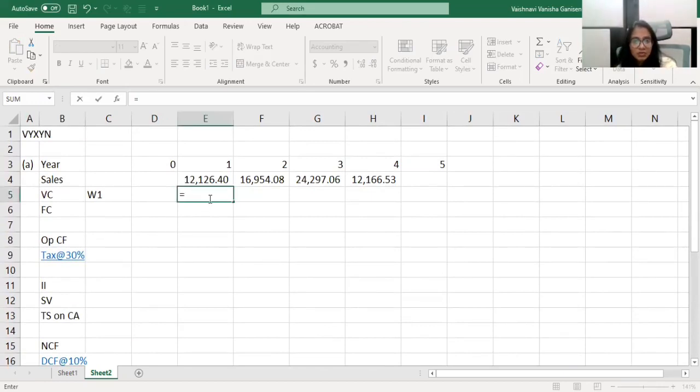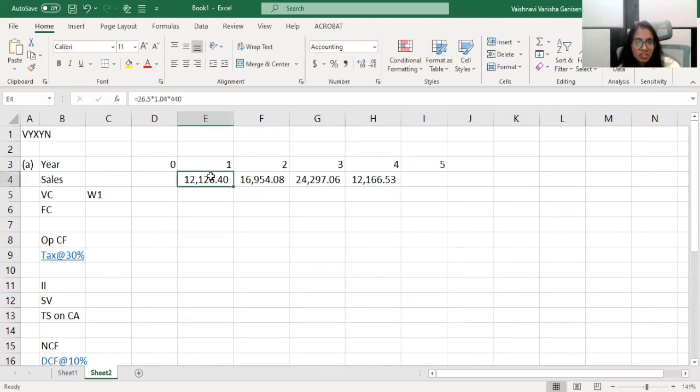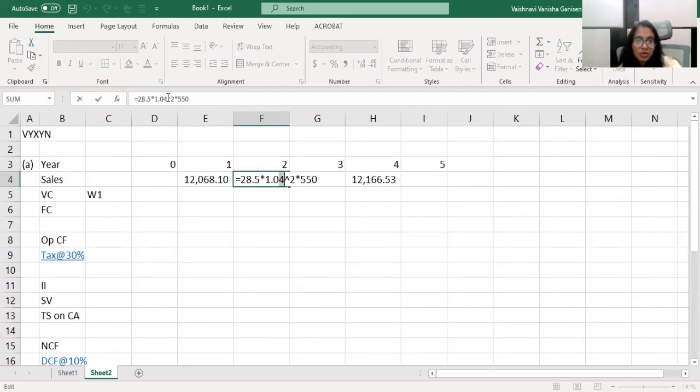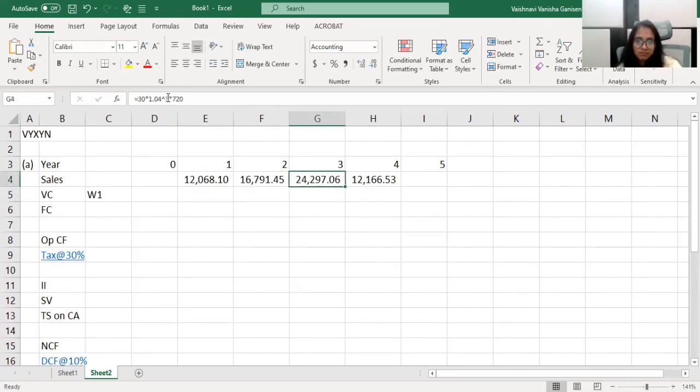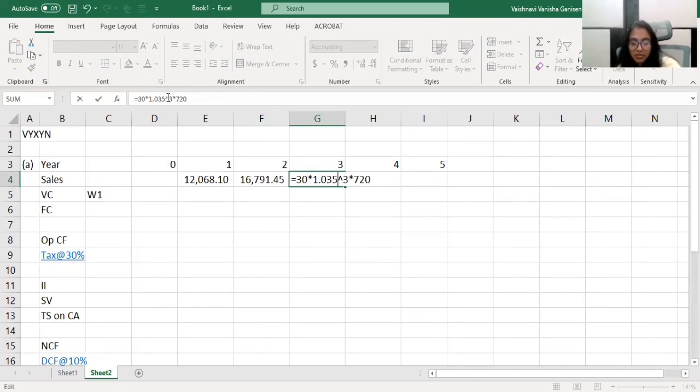Let me go back to check the question. 4%. Oh no, guys. You need to change the inflation rate to 3.5%. It's not 4%. The 4% was, sorry, my bad, it was for variable costs.